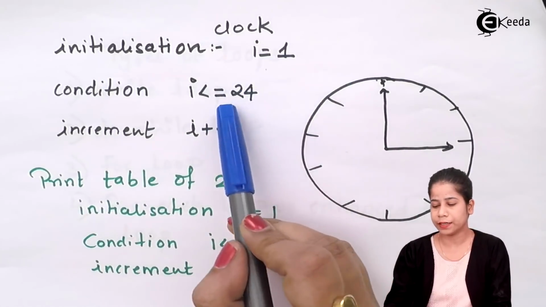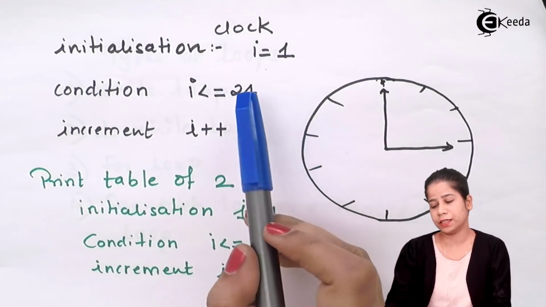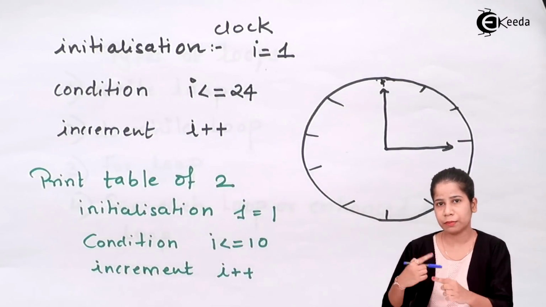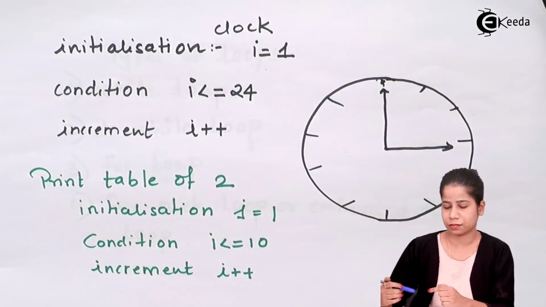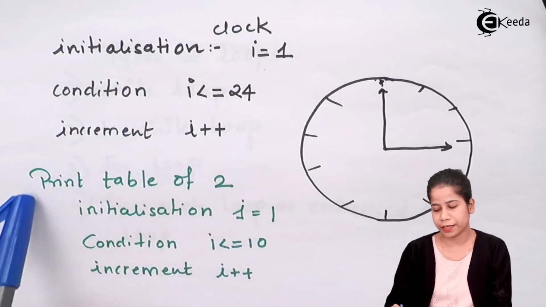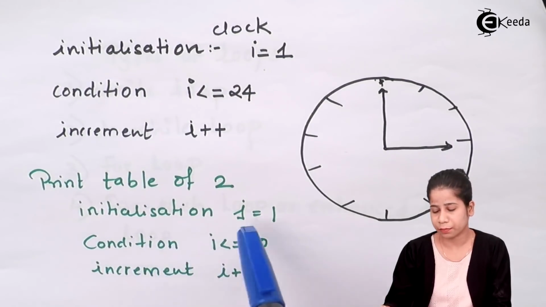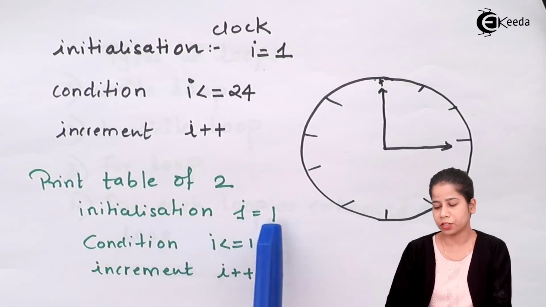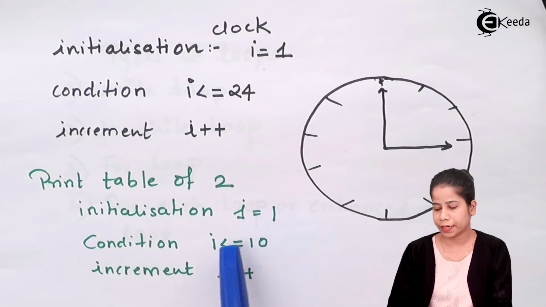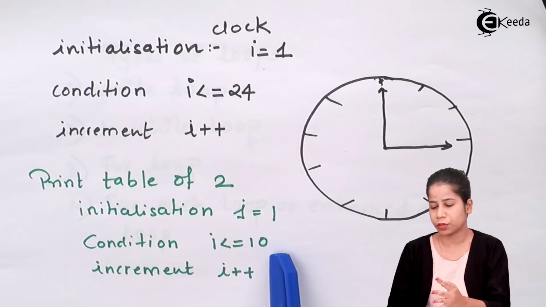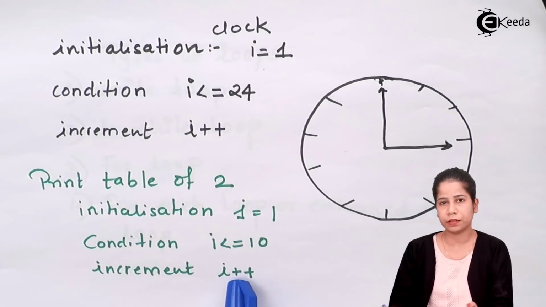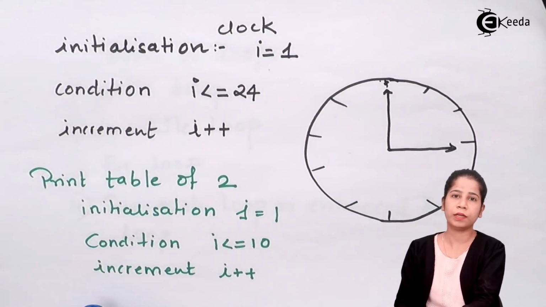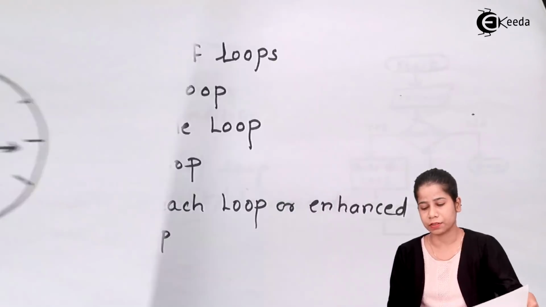Then it executes its task till it reaches 24 hours, and every time it keeps on incrementing the hours. The other example which I've given is printing the table, where I can start my initialization with 1, then have a condition to reach till 10, and I'm doing the increment over here. So let's see how many such statements Java has given.